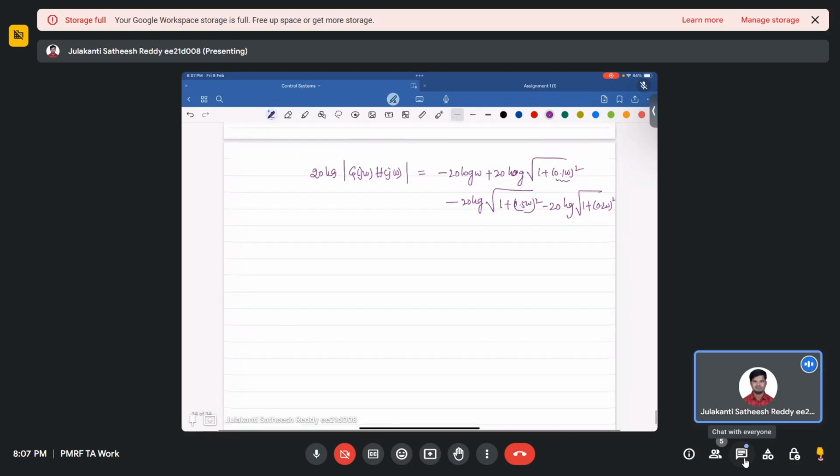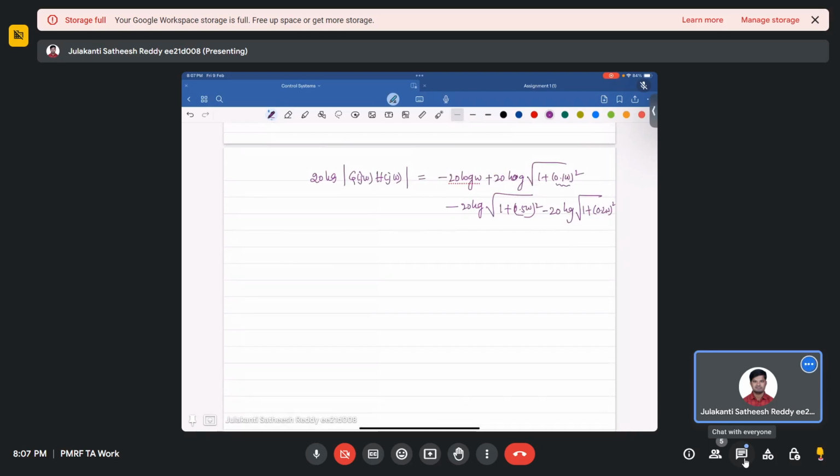Now if omega is less than 2 radians per second, this component will be very small, and this is also very small, and this is also very small. So 20 log root 1, 20 log root 1, 20 log root 1 all give 0. Only this component exists. Now for more than 2 but less than 5 radians per second, this magnitude will be very small, so 20 log 1 becomes 0, but this is not negligible. So the total slope will be minus 40 dB per decade.